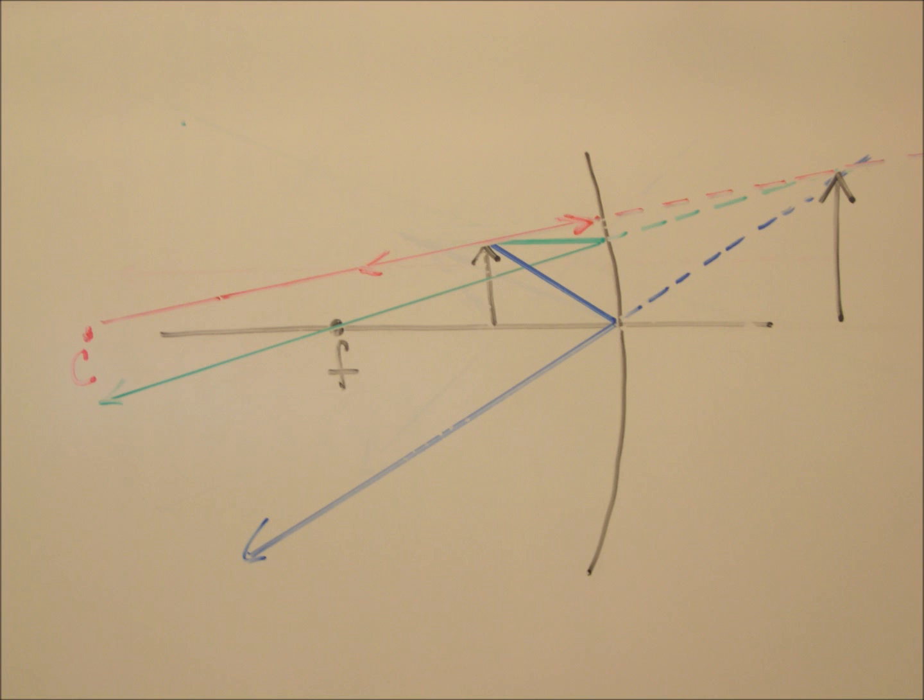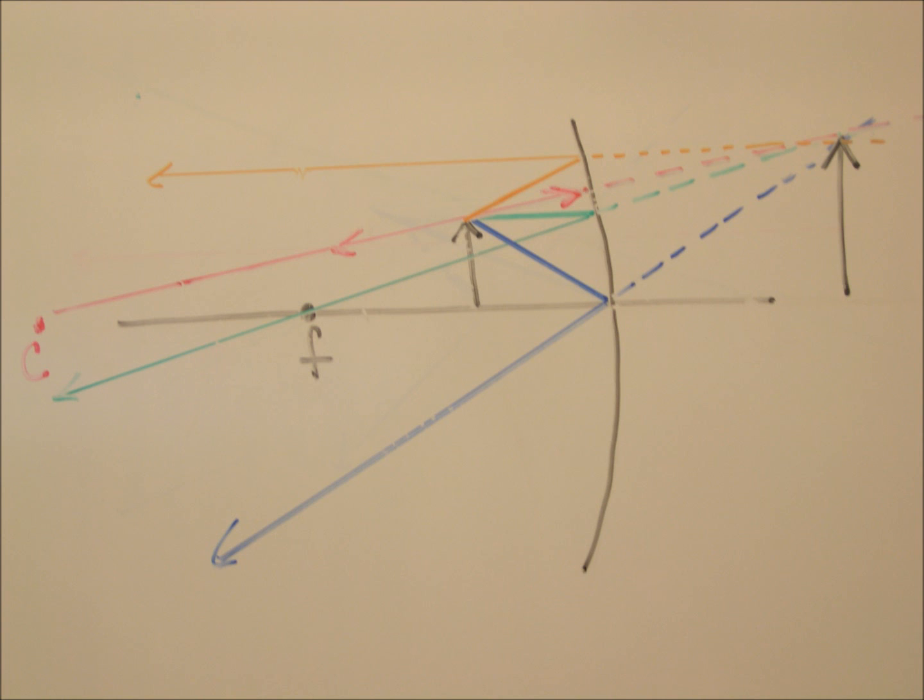And then what I did is I took all three of those rays and I traced them back behind the mirror to a point where they intersect. And that is the virtual image location. You can see that it is upright and it's also larger than the object itself.